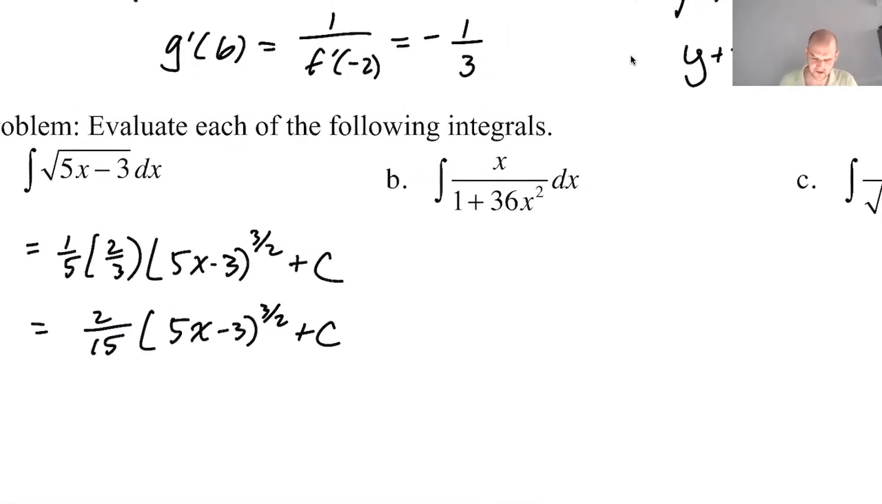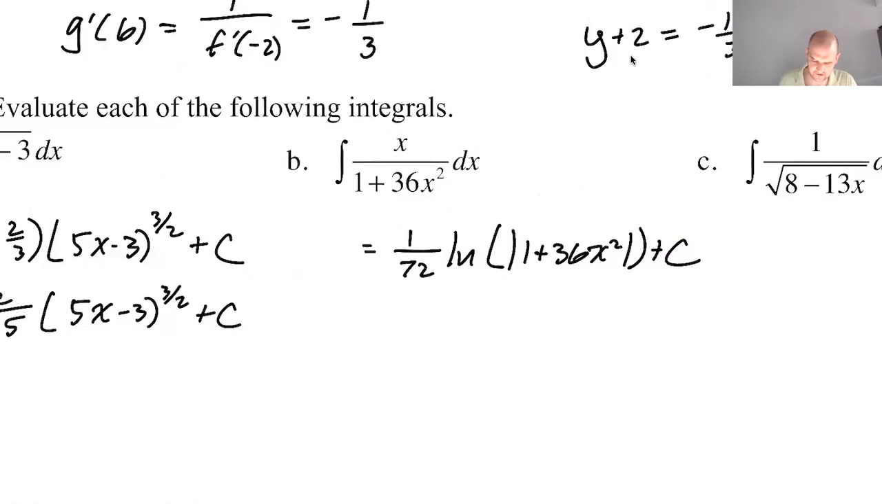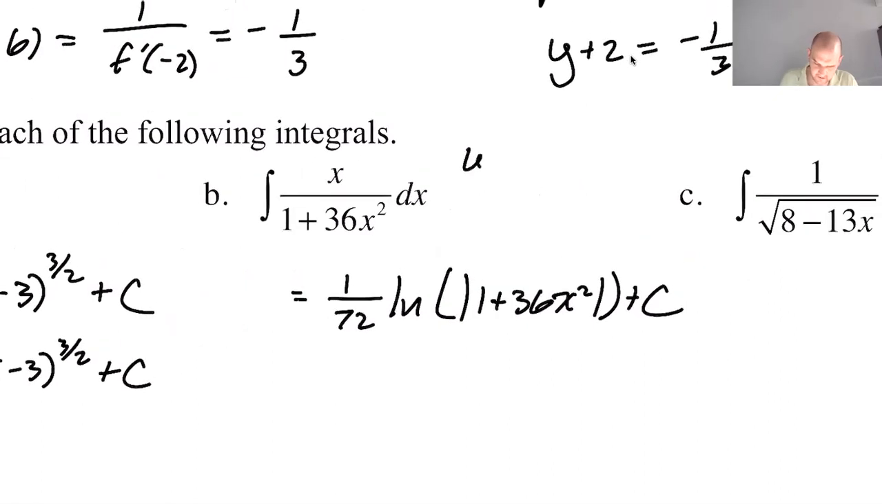All right, so the question here is, is this going to be arctan or is this going to be natural log? My first thought is I hope it's natural log because it's a little easier to deal with. So if I make u equal the denominator, then du is 72x dx. And that works. I need a 72 and a 1 over 72. So this is 1 over 72 natural log, absolute value of 1 plus 36x squared, plus c. So basically I'm saying u is 1 plus 36x squared.